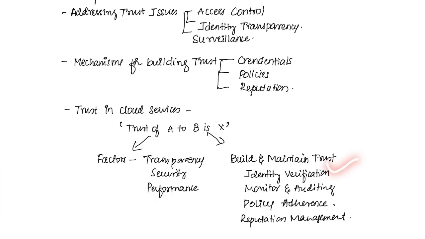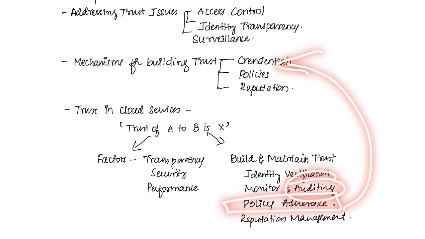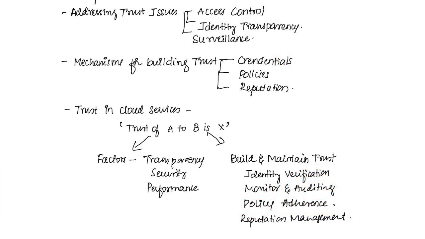So firstly, identity verification should be there. I have to check through the digital signatures, and IDs should be provided. Then monitoring and auditing. So regular monitoring will help us to perform the reports, and thereby auditing also is required. Then we have policy adherence. So policy to check the credentials, policy to have strict rules. All those things are very important.